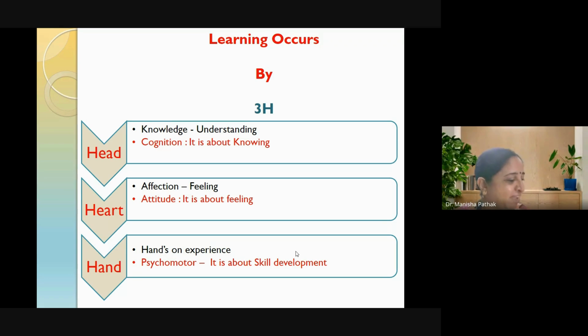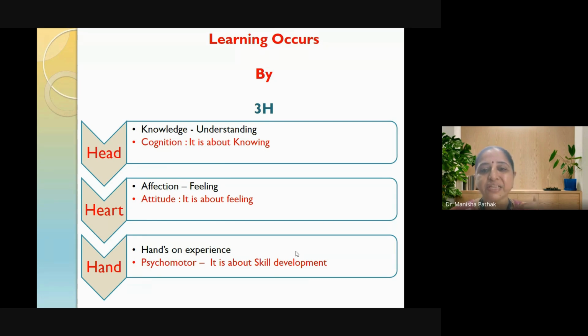Yes, learning occurs when needs are felt. Beautiful. I appreciate the active participation of all of you. Please participate, reflect, and you can stop me wherever you feel like. So learning occurs by 3H, that is the head, the heart, and the hand. Every time the teacher is teaching, one of these things is happening: either there is enhancement in cognition, or attitude is being developed, or there is skill development of the learner.